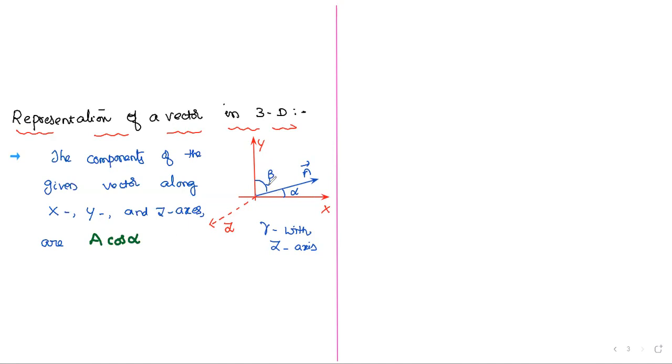And in the same way with the Y axis, you know beta. So with the Y axis, the component I write as A cos beta. And with the Z axis also, you know the angle gamma. Very good. And its component is A cos gamma. These are the three components along the three axes respectively.